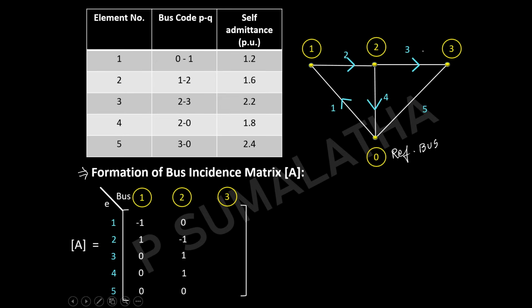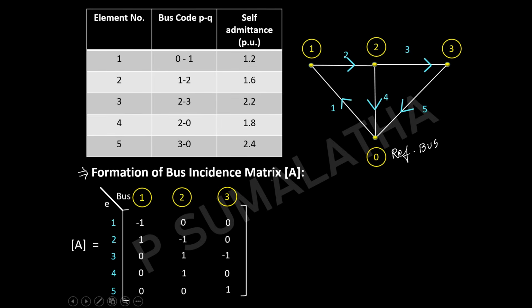Coming to the third bus, elements 3 and 5 are connected. The third element's direction is towards the third bus, so that will be -1. The fifth element is connected between 3 and 0, so the direction is away from the third bus, so that will be +1. The remaining values will all be 0. So this is a very simple and easy formation of the bus incidence matrix.